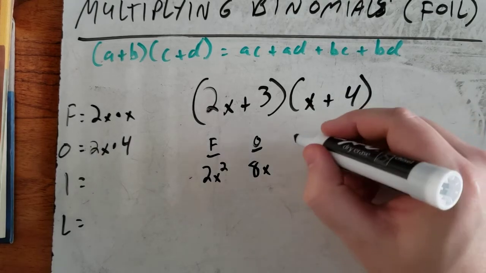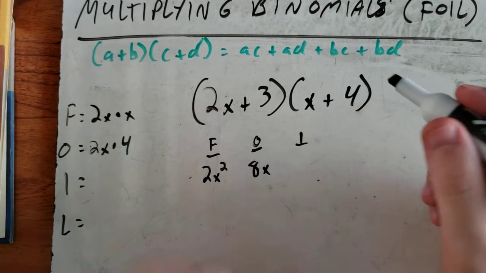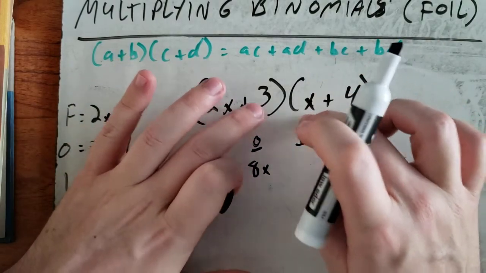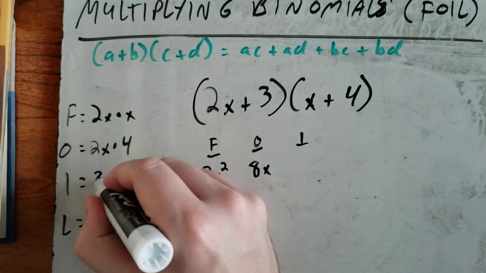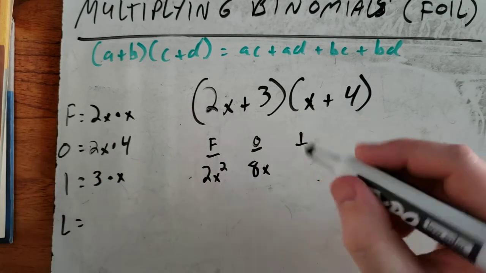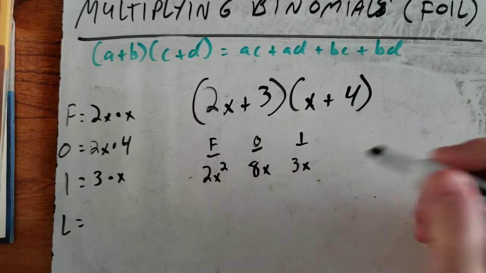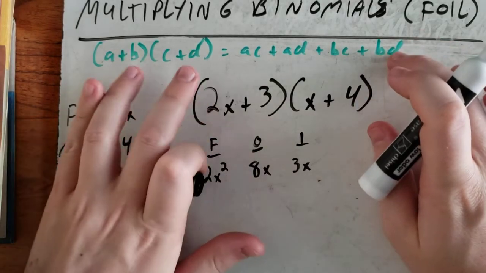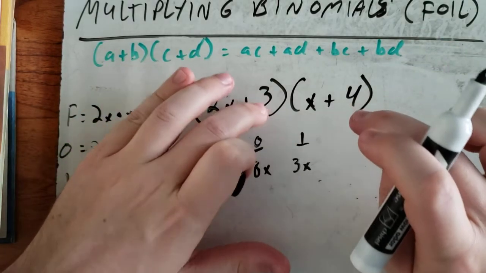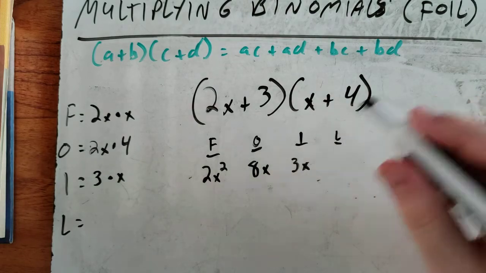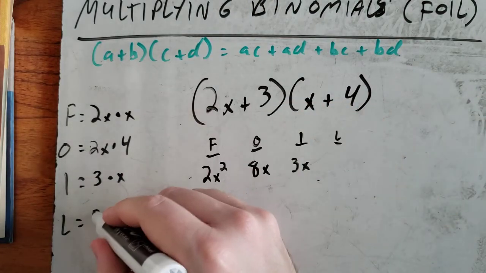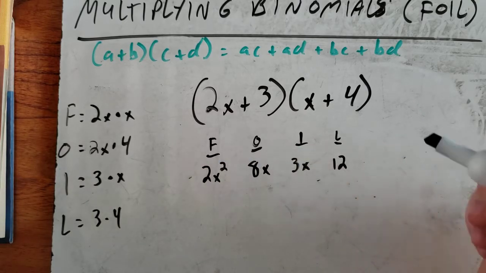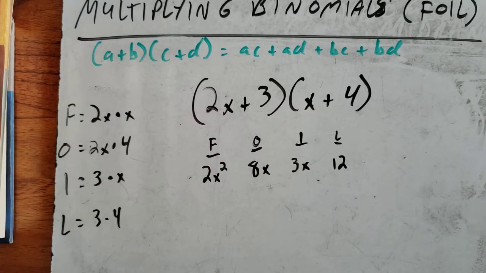Okay? Our I, our inner, our B and our C terms. Our inner terms here, 3 and x. So you multiply 3 times x, and we get 3x. And then our last terms, our B and our D terms here, are the numbers 3 and 4. Okay, so our L, 3 times 4, and when we do that, we get 12.